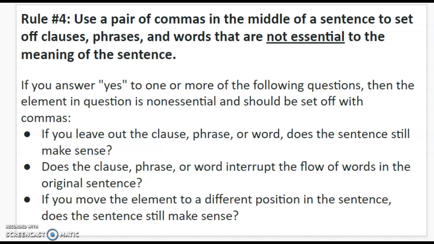So if you answer yes to one or more of the following questions, then the element in question is non-essential and should be set off by commas. So if you ask yourself, if I leave out this clause, phrase, or word, does the sentence still make sense? If you say yes, then you would put a comma on either side of it. If you ask yourself, does the clause, phrase, or word interrupt the flow of words in the original sentence? Or if you move the element to a different position in the sentence, does the sentence still make sense? Again, if you answer yes to either of those, then they're not essential to the meaning of the sentence, and you put commas around them.